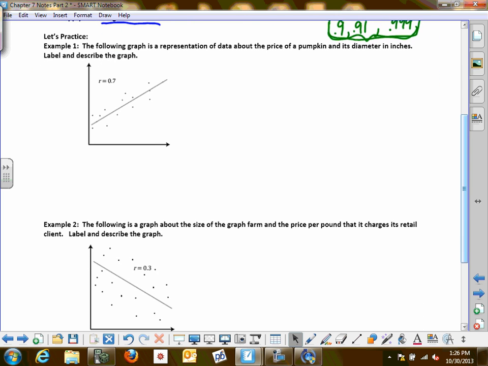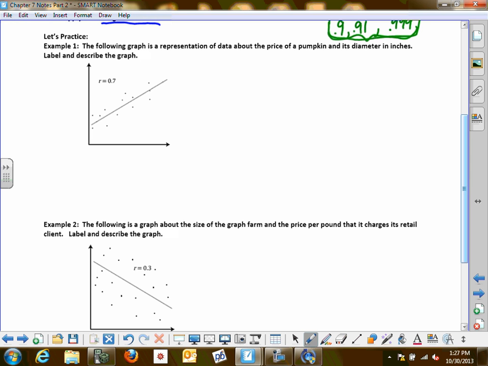The following graph is a representation of data about the price of a pumpkin and its diameter in inches. Label and describe the graph. I should probably have said interpret the correlation coefficient. That's typically what would be asked of you.